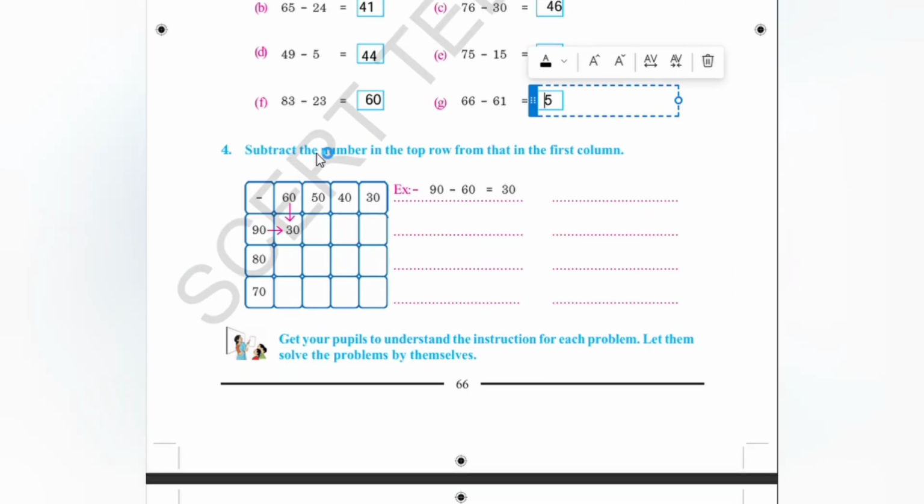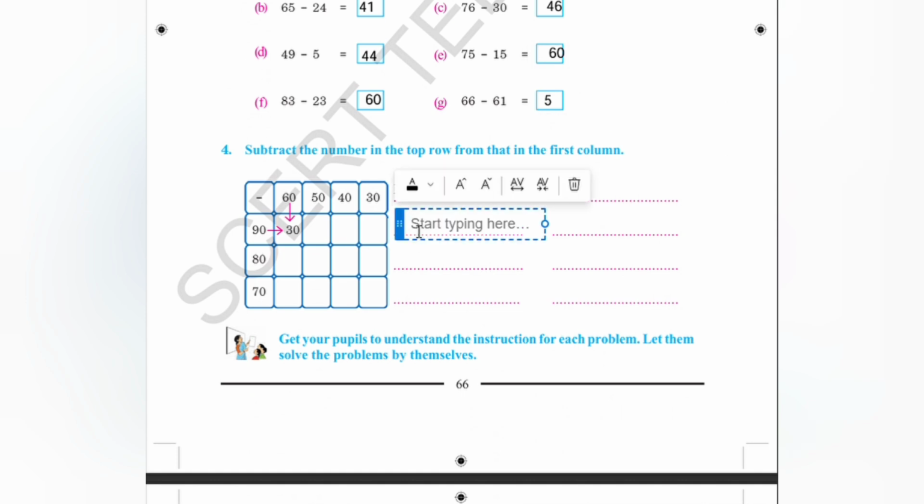Subtract the number in the top row from that in the first column. 90 minus 60 is equal to 30. Again, what we have to write? 90 minus 50 we have to write. That is equal to 0 minus 0, 0. 9 minus 5, 4. So, 40.